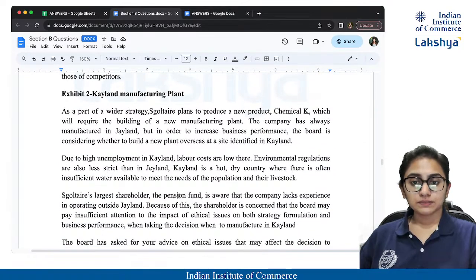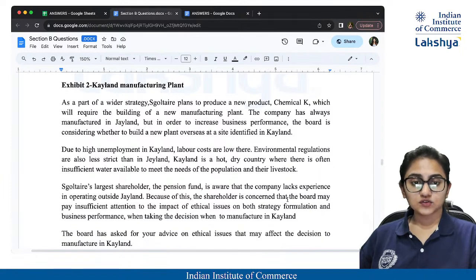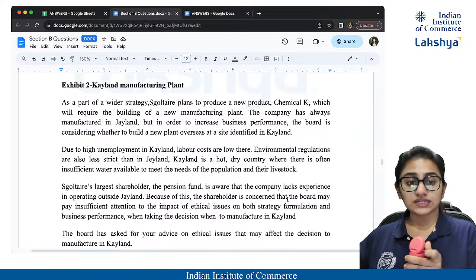As part of a wider strategy, Geoltex plans to produce a new product, Chemical K, which will require the building of a new manufacturing plant. The company has always manufactured in J-Land, but in order to increase business performance, the board is considering whether to build a new plant overseas at a site identified in K-Land.